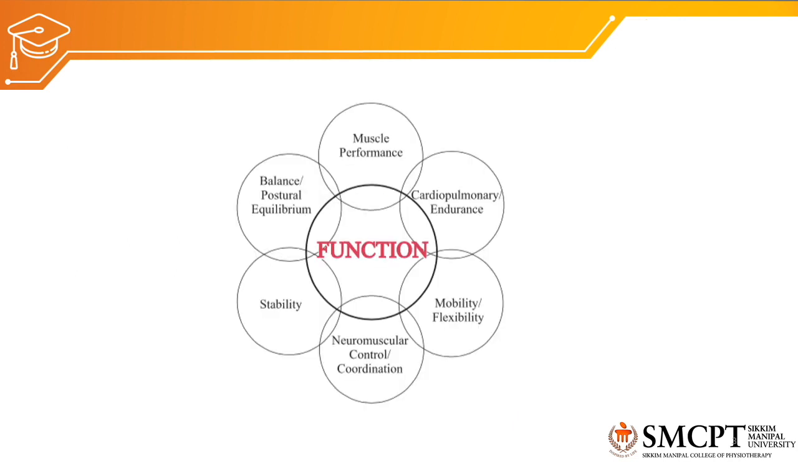So, to increase the physical function of the individual, we have to improve the muscle performance. If the muscle performance is improved, then ultimately the physical function of the individual will be improved. Similarly, cardiopulmonary endurance, mobility and flexibility of the joints and the muscles, stability, balance, posture, equilibrium, and other neuromuscular control and coordination should be improved to have better function of the individual. So let us concentrate on improving muscle performance.